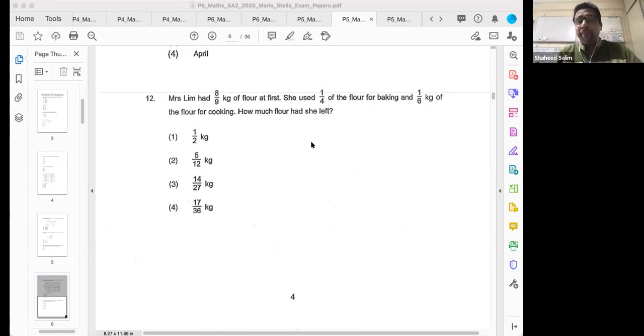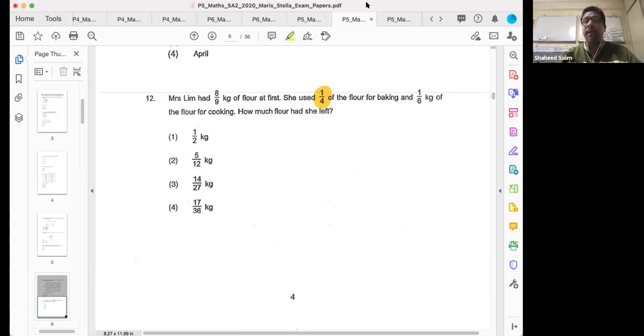Now you must remember this is not quarter kg. You don't just minus. I repeat, this is not quarter kg. Quarter kg you minus, but this is quarter of the flour. You must find what is quarter of the flour. You must times this one first to find out how much.